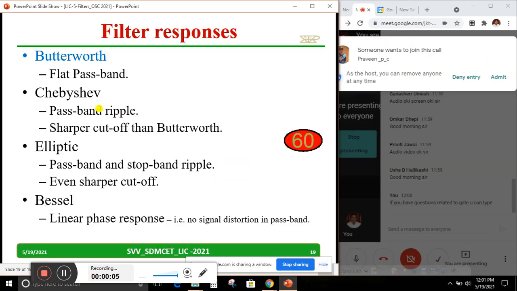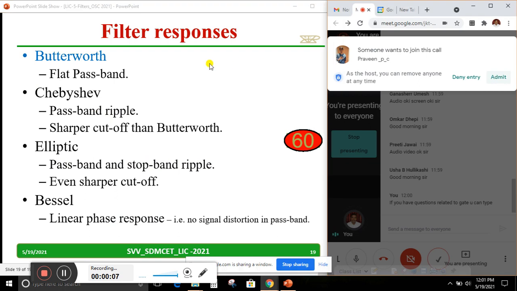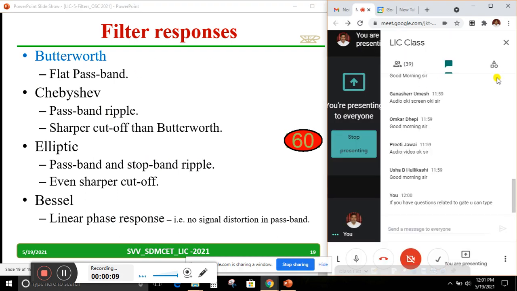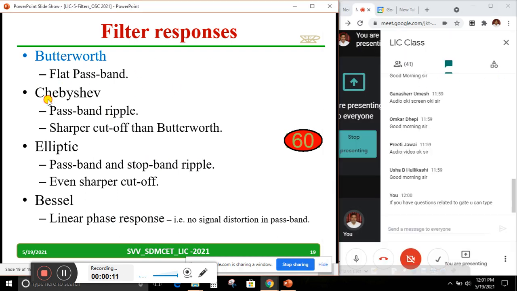Filter responses. We have a Butterworth filter, a Chebyshev filter, an elliptic filter, and a Bessel filter. Different types of filters are there. We are not going to discuss all these filters. In our discussion, we only have a Butterworth filter.